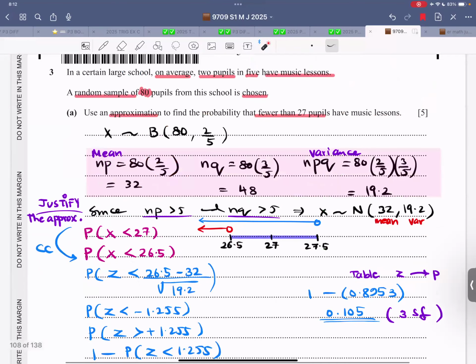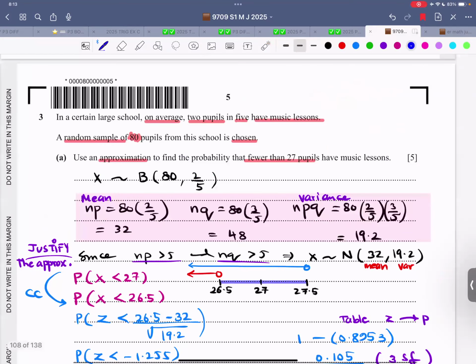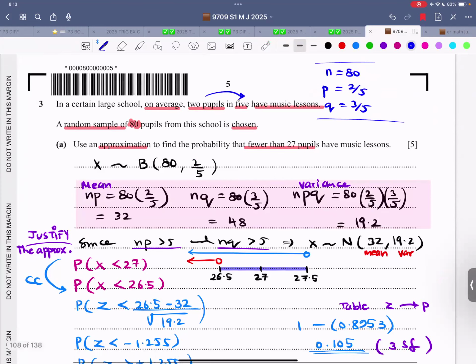Now, first of all, there is only one approximation that we study, and that is normal approximation to binomial. That means the question is of binomial, it will become normal because the numbers are large. There are 80, that is the number of trials. N is 80. Probability of success is 2 in 5, that is 2/5. Probability of failure is 3/5. So you have to calculate three things.